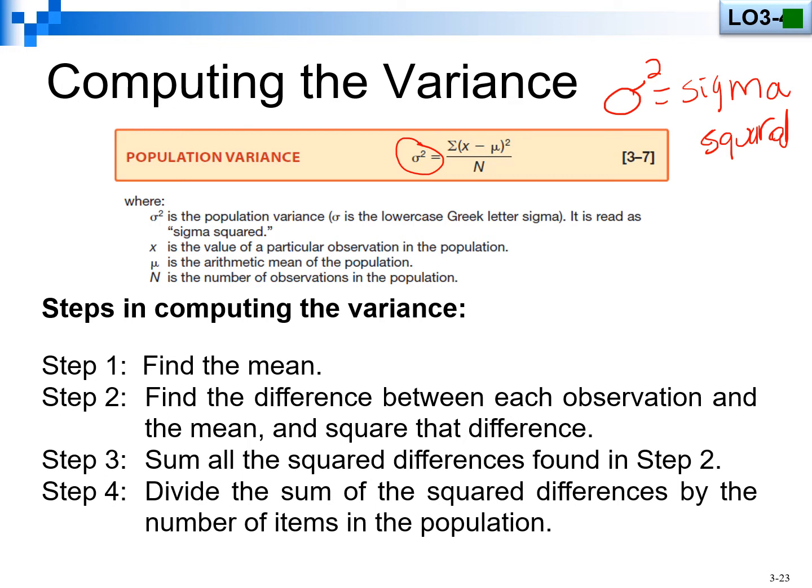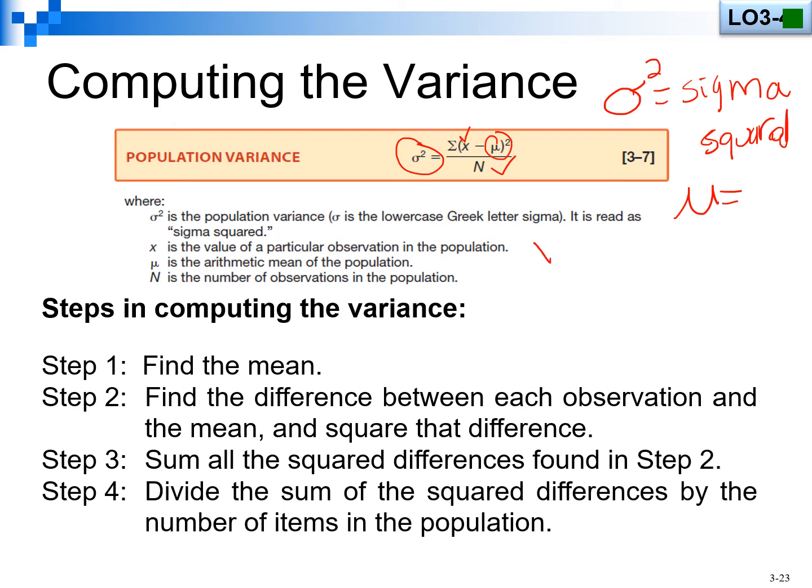You know, X is going to represent your observation. Notice you've got the population mean there. And then notice you're dividing by a capital N. That definitely means population. Okay? And down below, they're going to give you some steps on what you need to do to actually do this calculation.